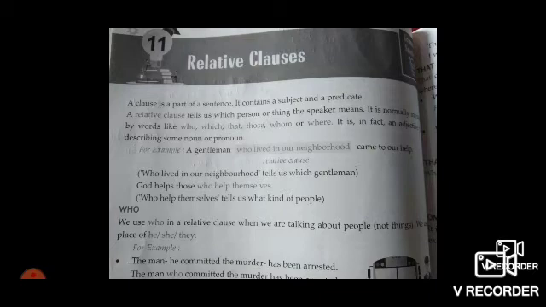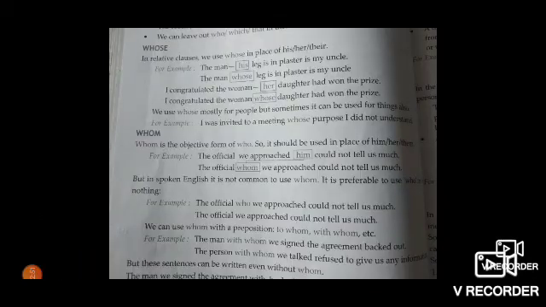The relative pronoun whose is used in place of the possessive pronoun. It must be followed by a noun. Example: there is a boy in class 8 whose father is a professional tennis player. There is a boy in class 8. His father is a professional tennis player.